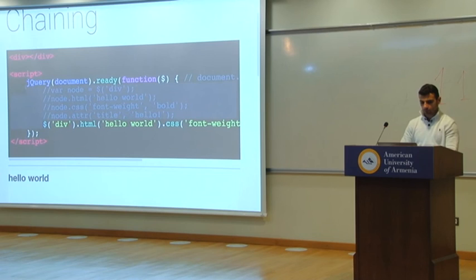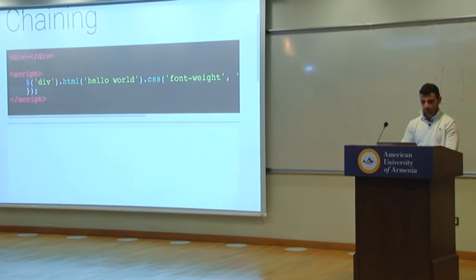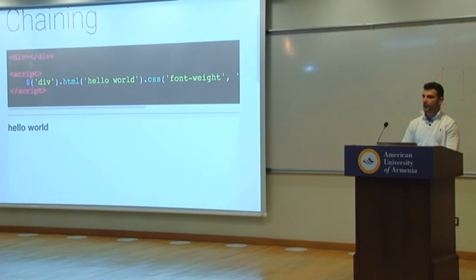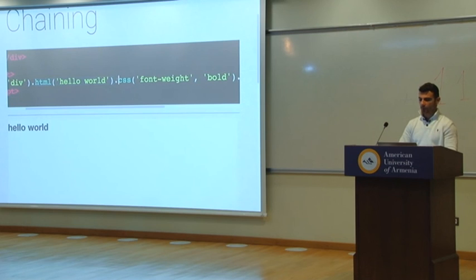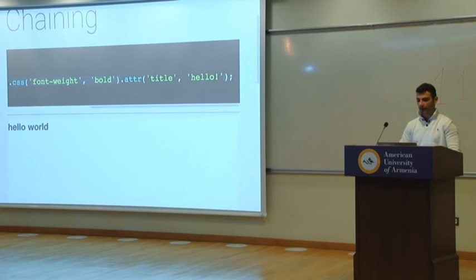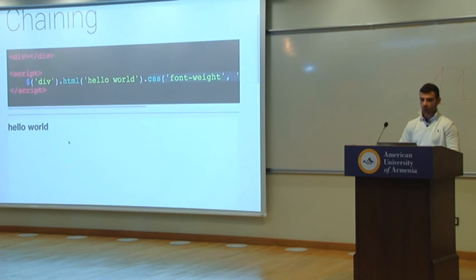So what you can do, watch what this does. We select the div, then we do .html hello world. That then returns the same jQuery object, which we can then do .css font-weight bold. That then returns the same object, which we can do .attr title hello. What does title do? Tooltip. It adds that. It's called a tooltip.